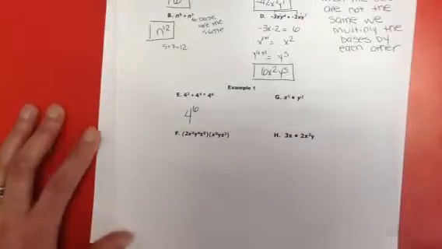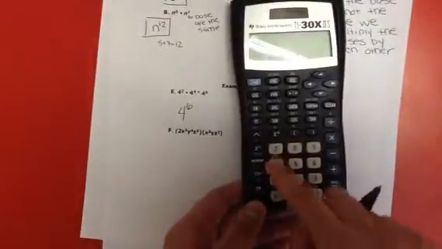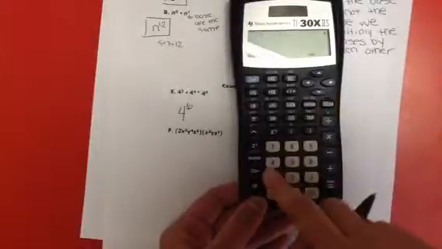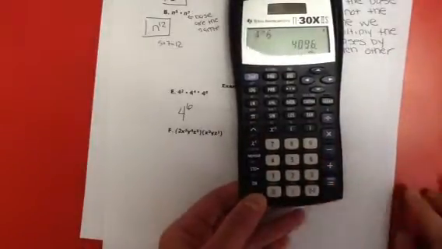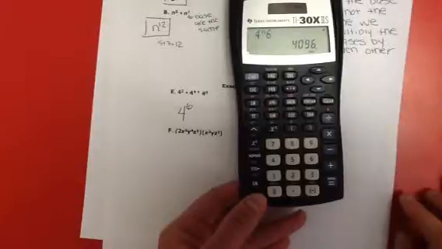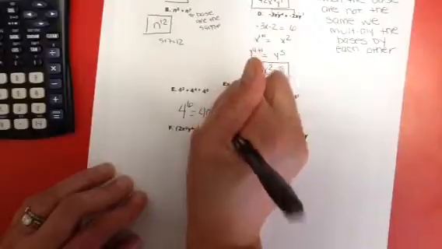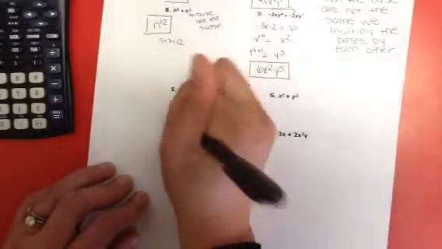If they ask you to put it in standard form, 4 to the 6th power is 4,096. So either one, if you want to put it in exponent form or standard form.